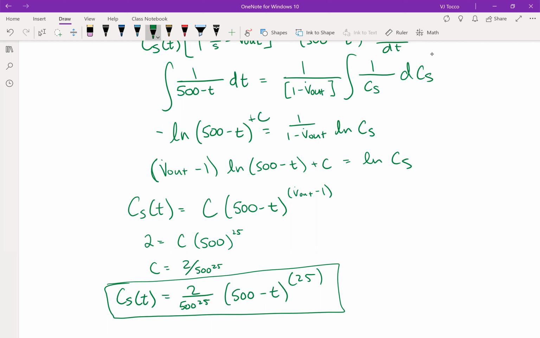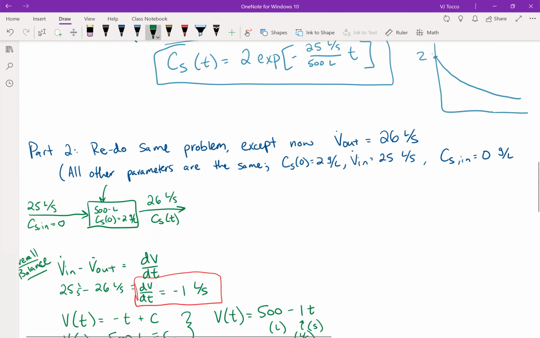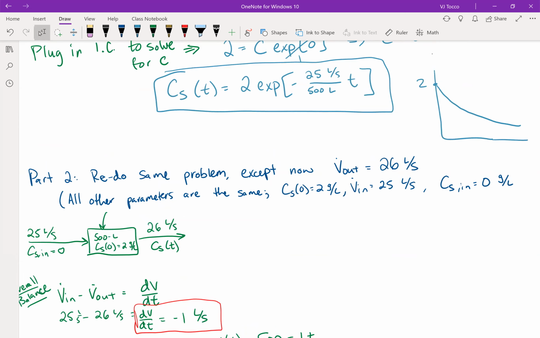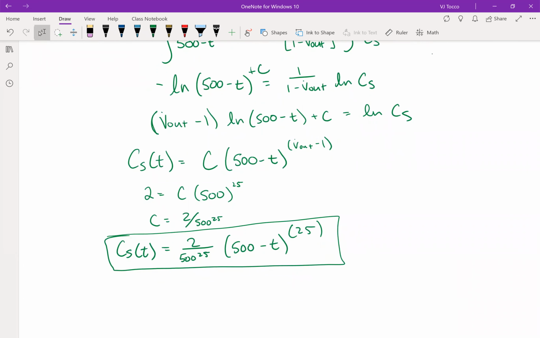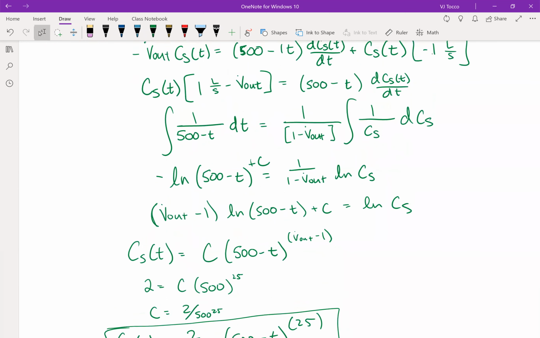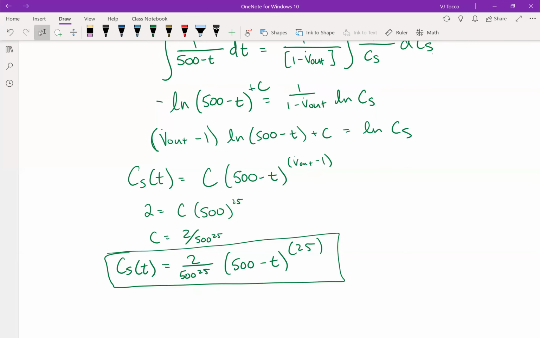So I encourage you to go into Excel and plot CS of t with this problem versus CS of t with the first problem. Even though they look different, it's very interesting to me that they actually give you pretty close to the same thing. So a difference of 1 liter per second for a 500 liter vessel is actually not that significant. And then you can play around with this too. Play around with the parameters. So try a different size vessel. Instead of 500 liters, try 400 liters and see how that changes the shapes of your profiles.